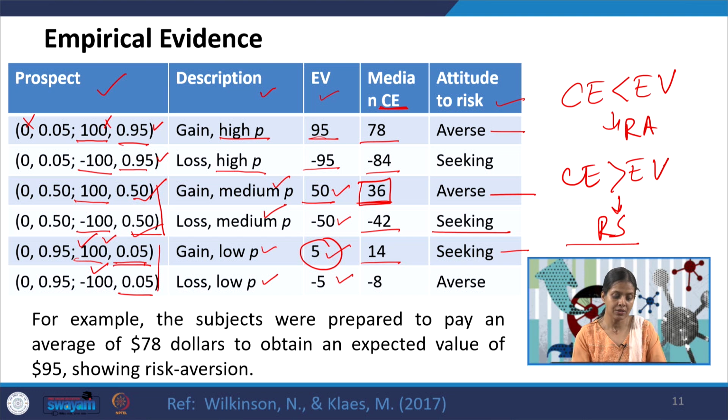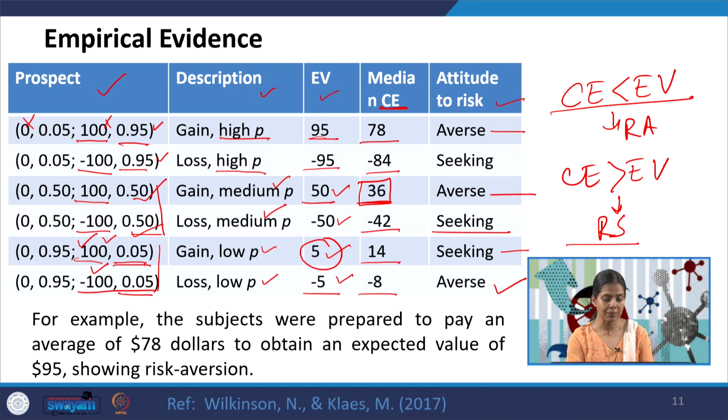In a similar fashion, when we consider this, there is a loss of minus 100 with probability 0.05, while you are going to lose minus 5 for sure, then people go for a certainty equivalent. The median value is minus 8. Since the median value of certainty equivalent is less than the expected value, here the individuals are risk averse.